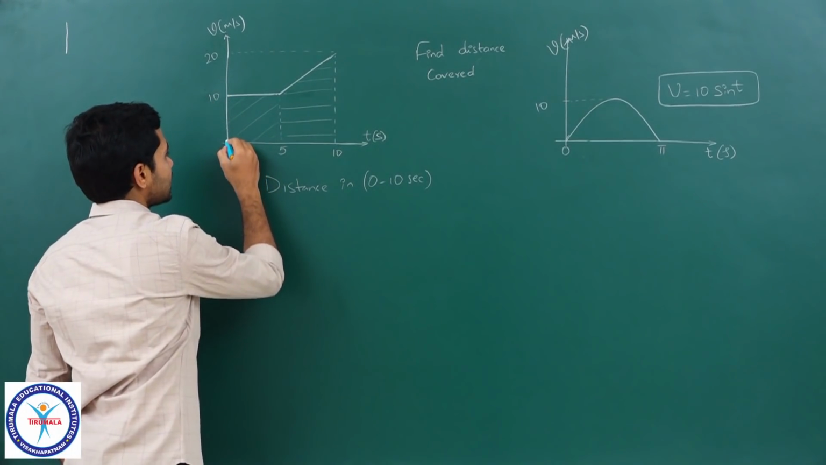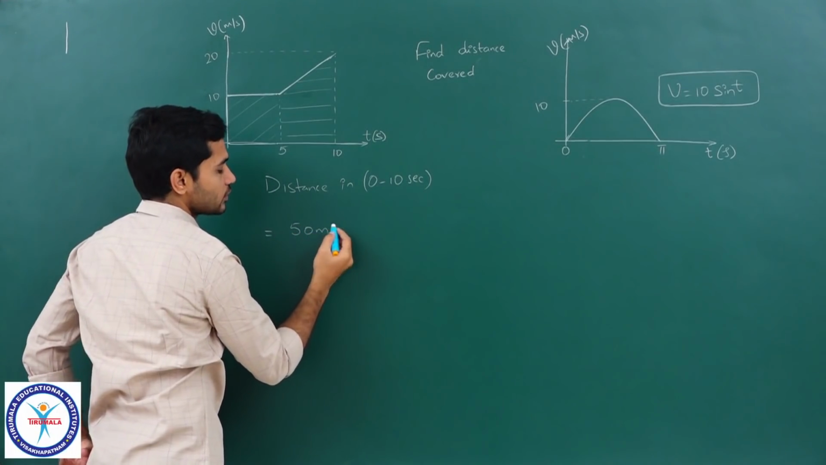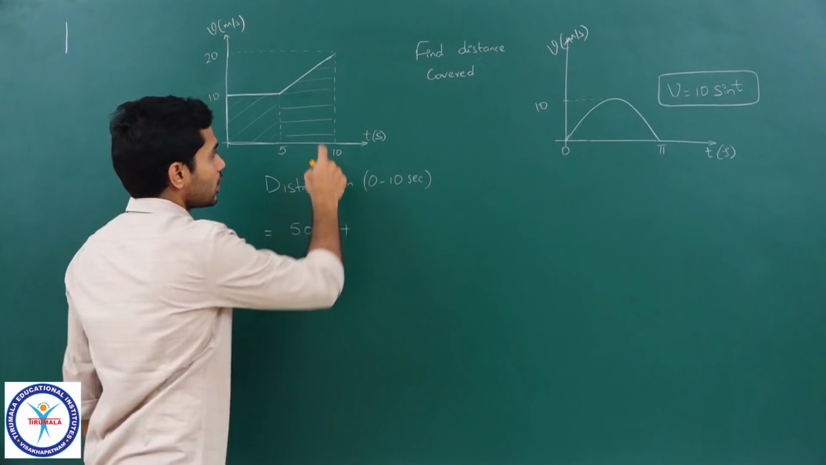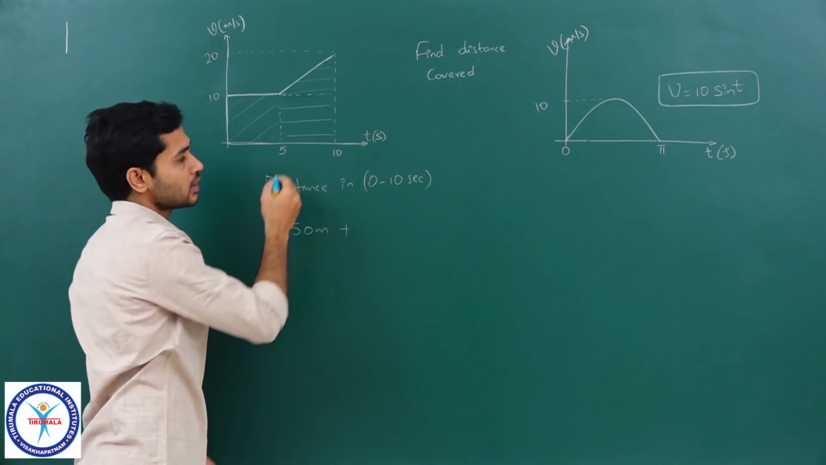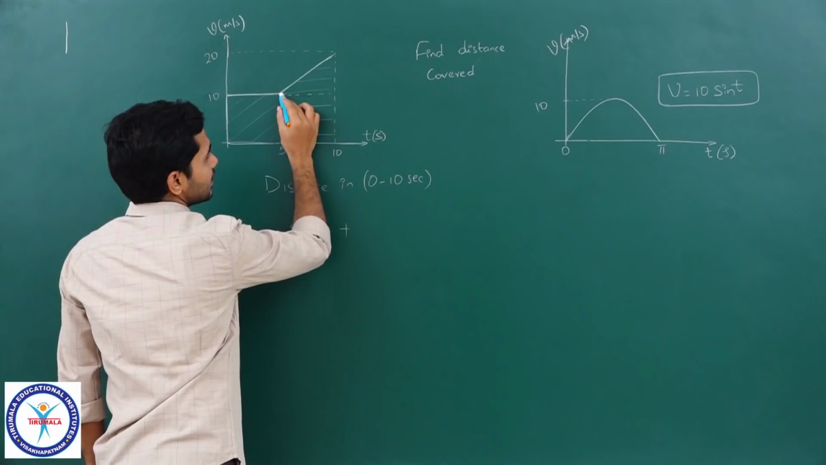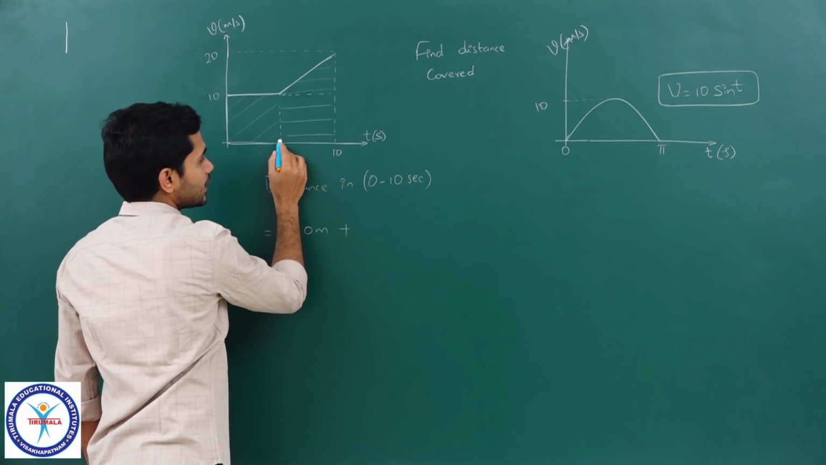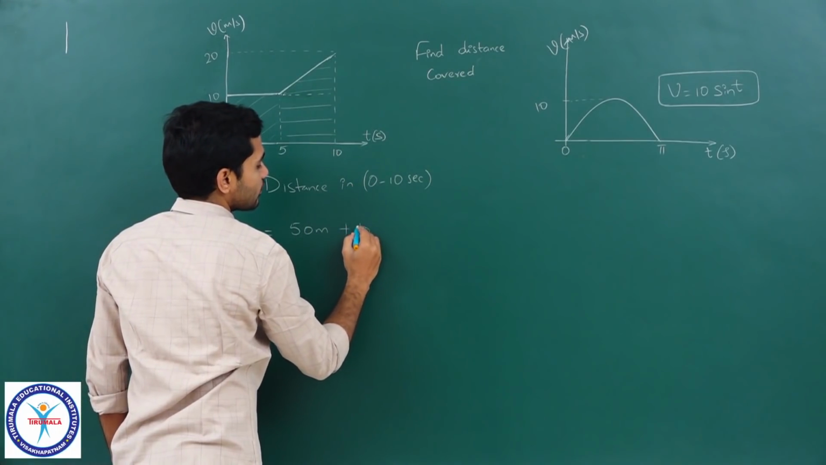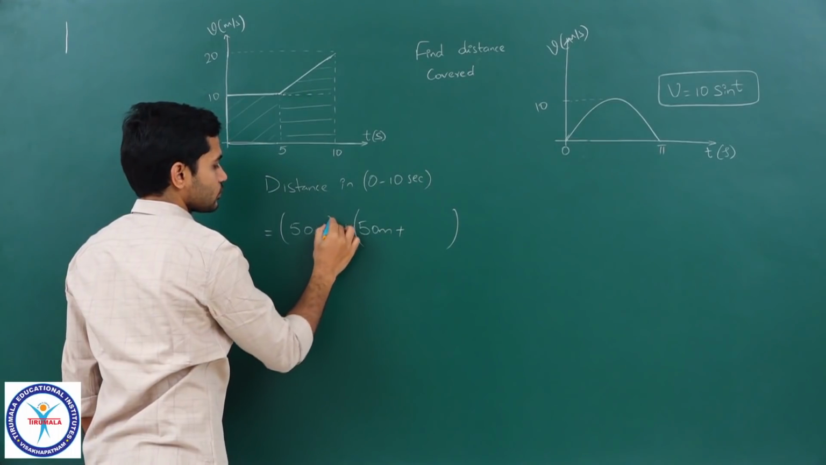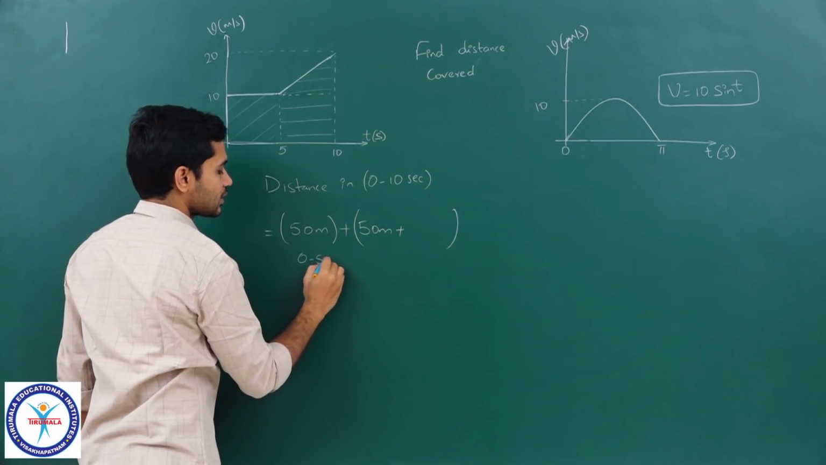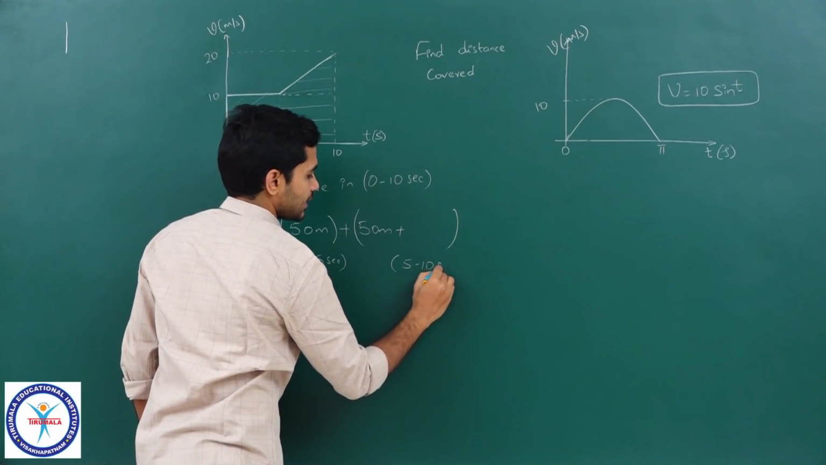This length is 10, this length is 5. So, that would be 10 into 5, which is 50 meters, plus on this side I can divide this into 2 parts. This is once again a rectangle and this is a triangle, so we can easily find the area. This is once again 10, 5, so 10 into 5 is 50 meters, plus the triangle. This is for 0 to 5 seconds and this is for 5 to 10 seconds.